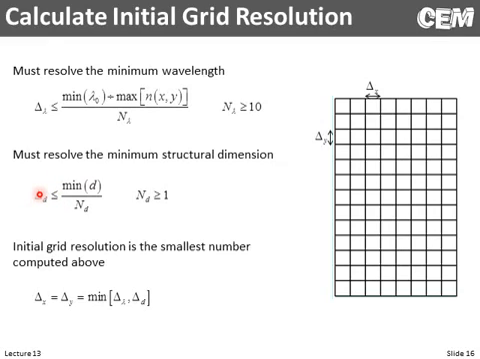So what we actually use, or start off with anyway, we'll look at these and we'll take the smallest one. So we look at the minimum value between the wavelength limited resolution and the minimum feature size limited resolution. Take the minimum one and we'll set our grid parameters to that. And that's just our first guess. We're going to refine this in the next slide.